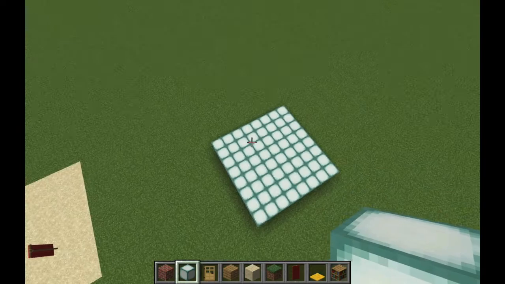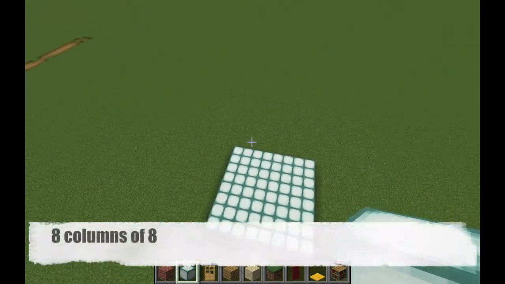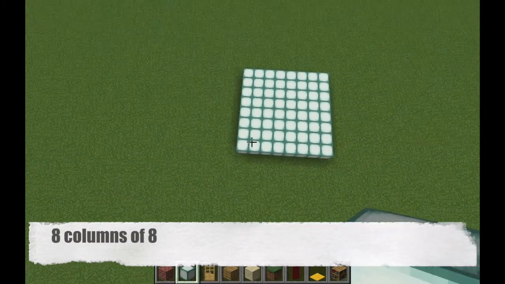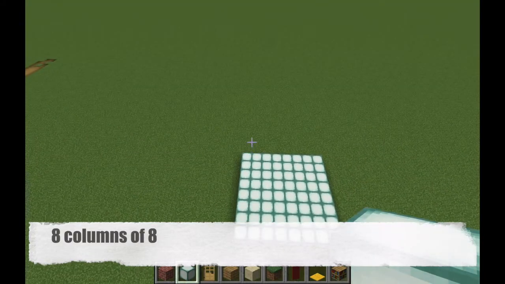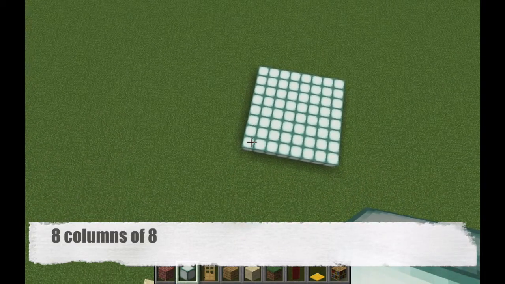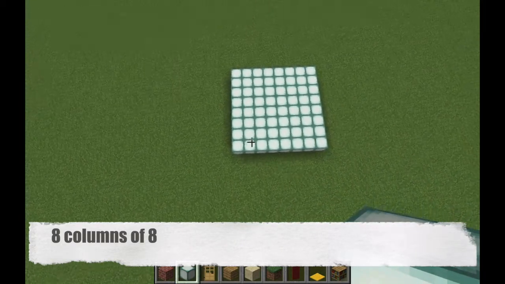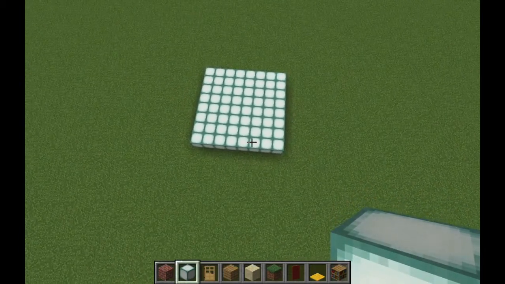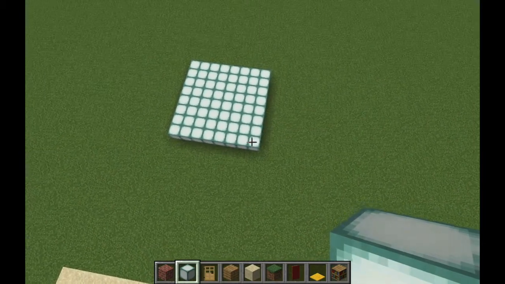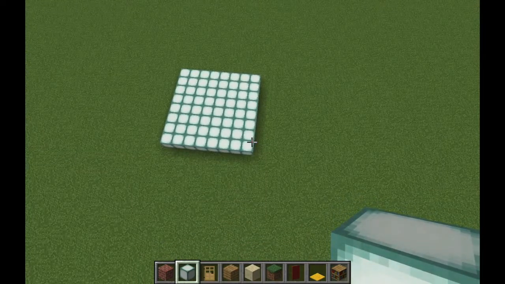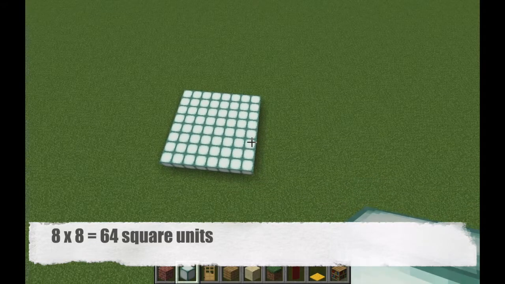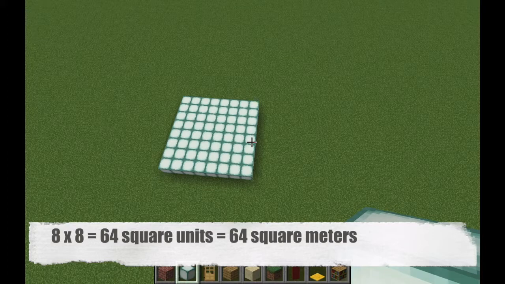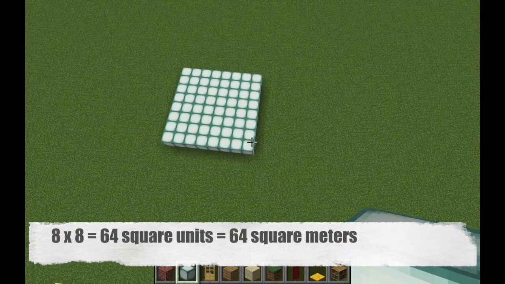Just like in our example with the sandbox, I actually have 8 columns of 8, right? There's one column. This is my second column. So I have 8 columns of 8, so I can skip count by 8: 8, 16, 24, 32, 40, 48, 56, and 64. Or I can just do 8 times 8, which is pretty much what I just did, to get a total of 64 units there. But these units are meters, so it'd be 64 square meters.